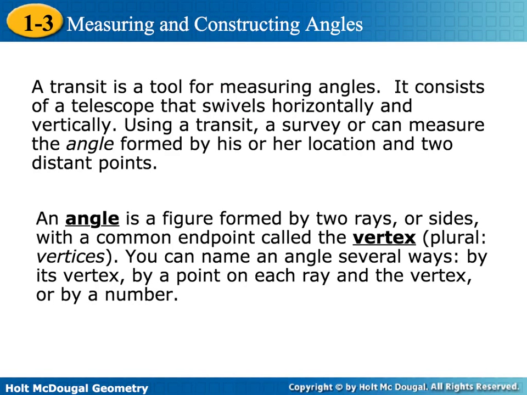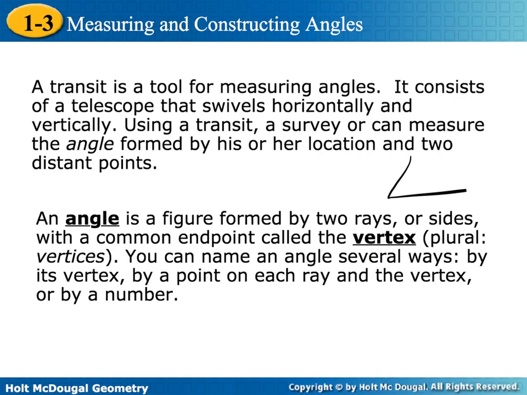All right, so a transit is a tool for measuring angles. It consists of a telescope that swivels horizontally and vertically. Using a transit, a surveyor can measure the angle formed by his or her location and two distant points. So an angle, first definition, is a figure formed by two rays or sides with a common endpoint. Next definition is a vertex. A vertex is the point of an angle.